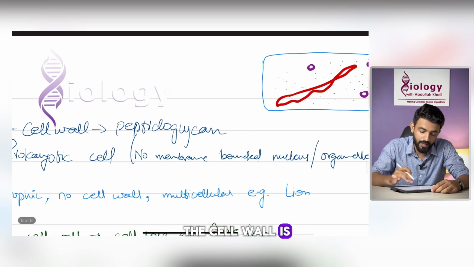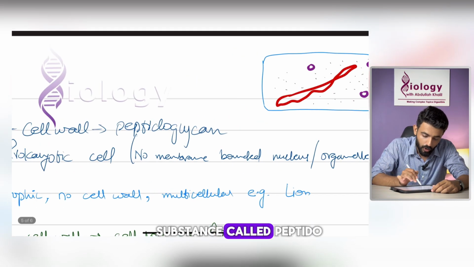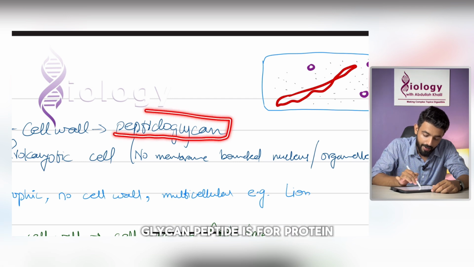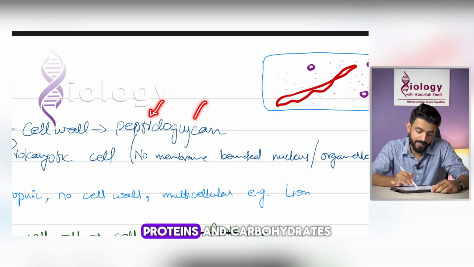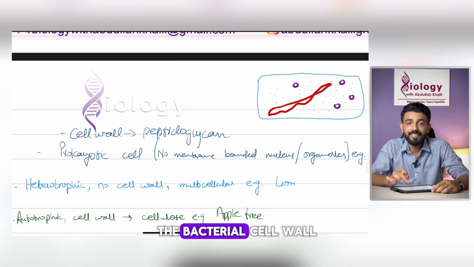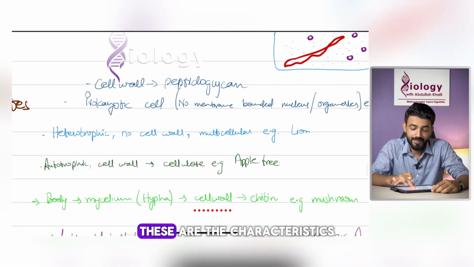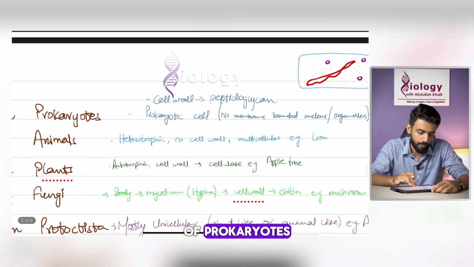Secondly, the cell wall is made up of a substance called peptidoglycan. Peptide is for protein, glycan is for carbohydrate. So it is a substance made up of proteins and carbohydrates. The bacterial cell wall is made up of peptidoglycan. These are the characteristics of prokaryotes.